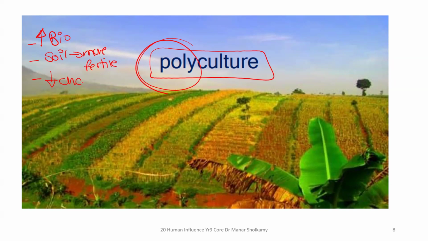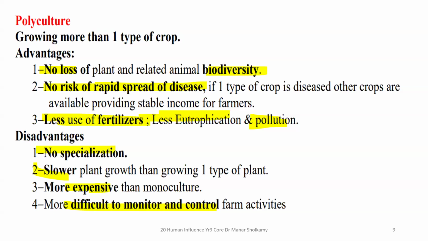Can you think of the disadvantages? Is it cheaper or more expensive to grow lots of crops? More expensive. Exactly, it's more expensive. And of course, it will take more time and more management and control. So with polyculture, of course, it's harder to be specialized in a lot of things. If you are only growing one type of crop, it's much easier, but it has a lot of disadvantages.